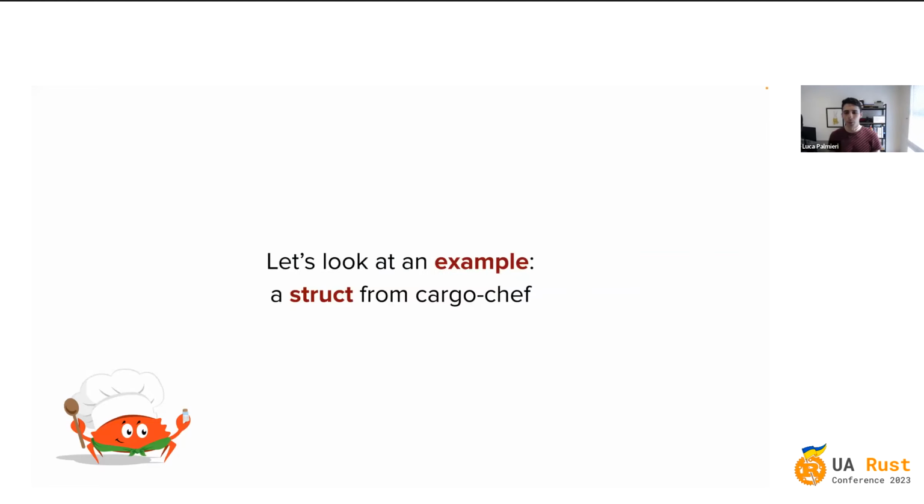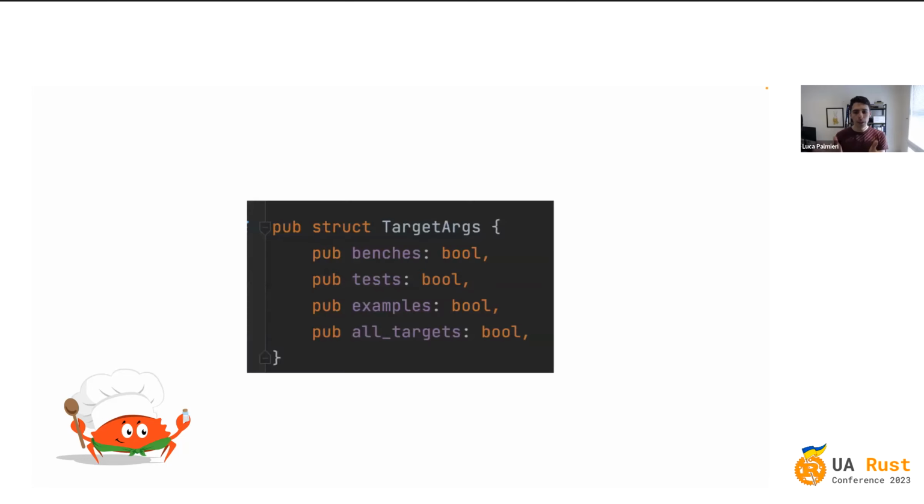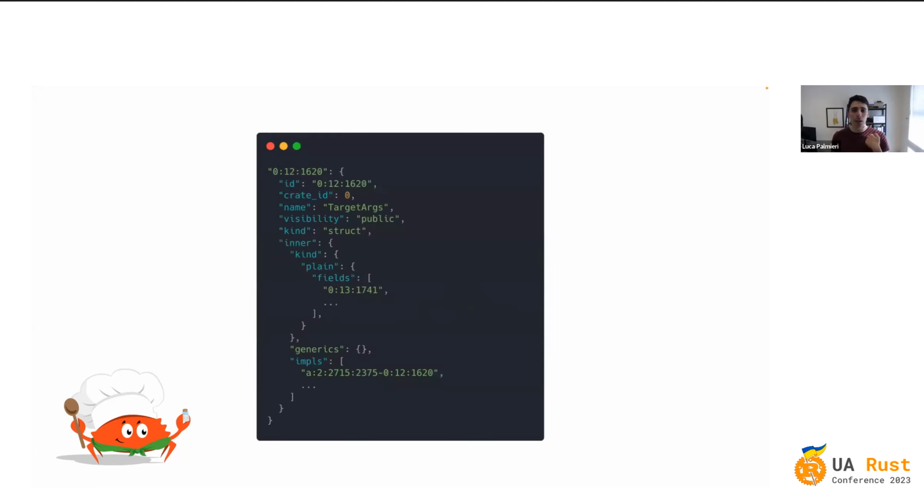Now, let's look at an example. What happens if I look at a struct in the JSON representation? I'm going to use a struct from Cargo Chef, which is a tool I maintain. So TargetArgs is a bunch of flags for benches, tests, examples, or targets that tell Cargo Chef what it needs to compile. If we look at how this is represented in the JSON, it looks like this. Every item in the JSON has an identifier, which is unique. And that's 0:12:1620.